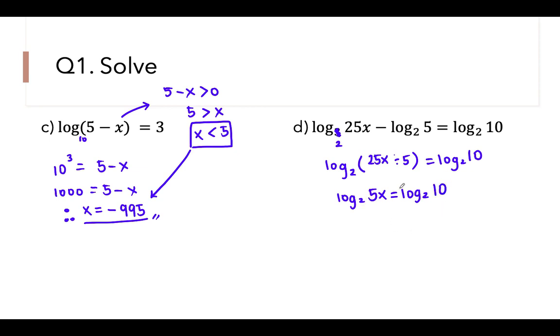Now that the left side and the right side have the same base, I can equate them. 5x is equal to 10, x is equal to 2. And that will be my final answer. Okay. So for restriction, for this, we know that the argument has to be greater than 0, so x must be greater than 0. So that will be my restriction.